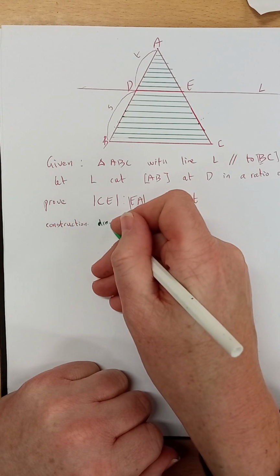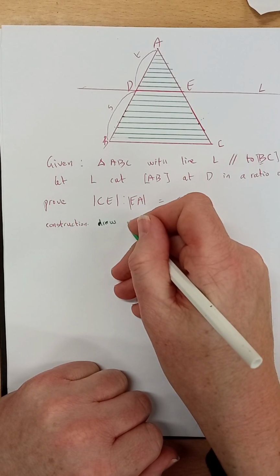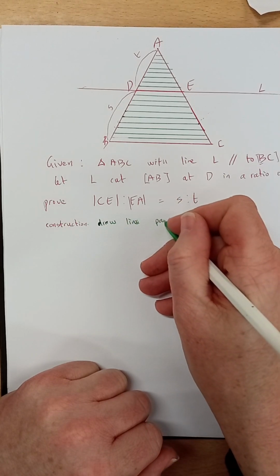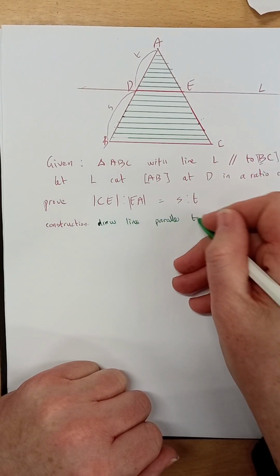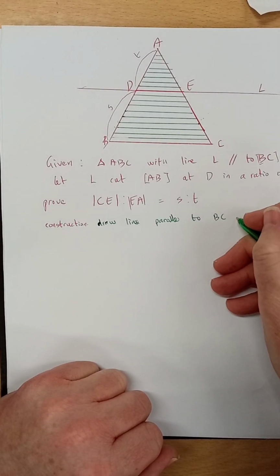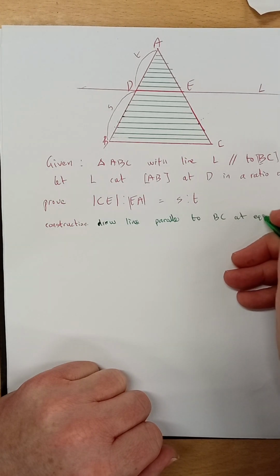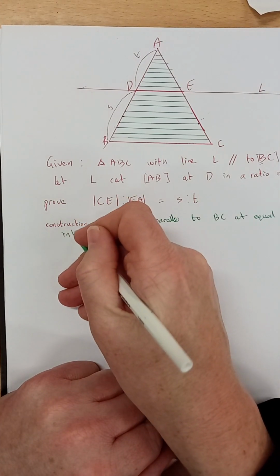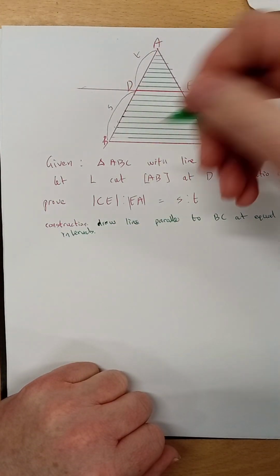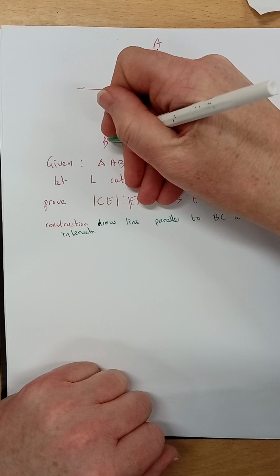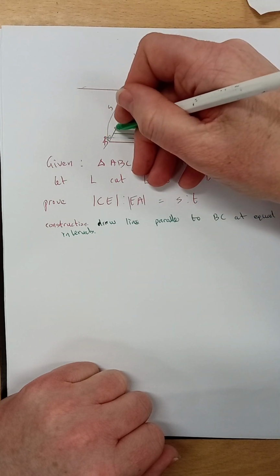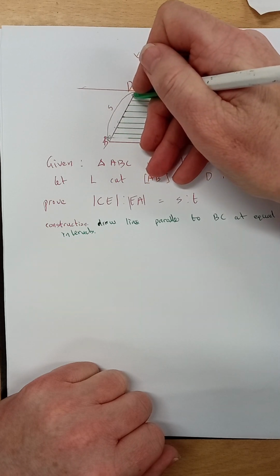So I'm going to write this in English, obviously. Draw lines parallel to BC at equal intervals. Okay, so let's try and label these. Let's call the first one D0. And you'd have D1, then D2, D3, D4, D5, D6, the whole way up to DS.